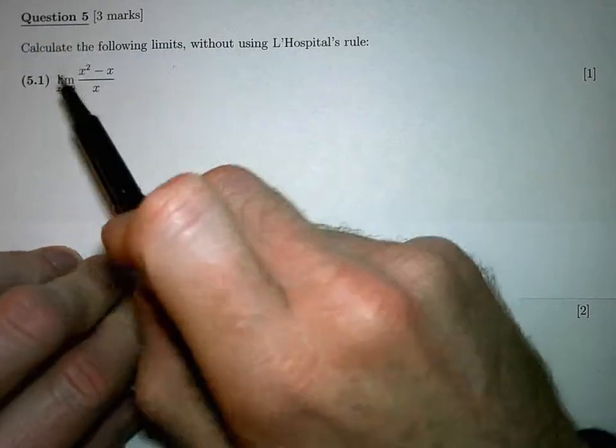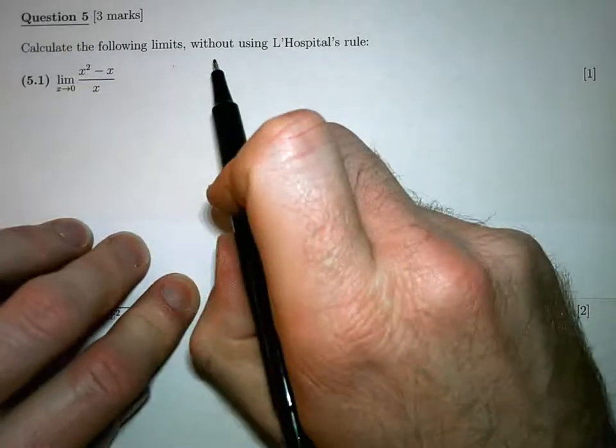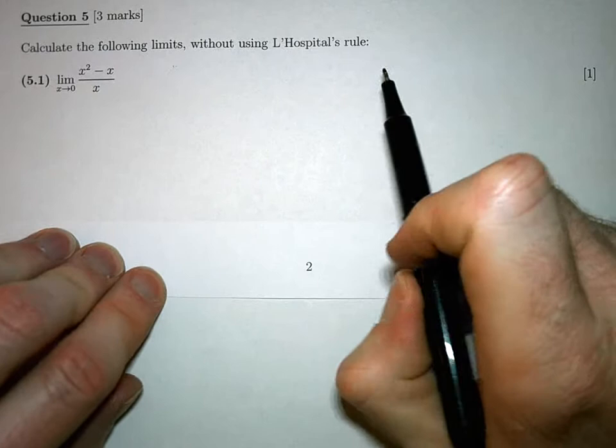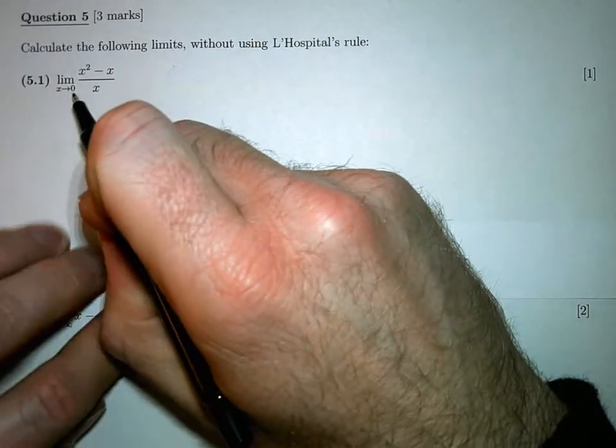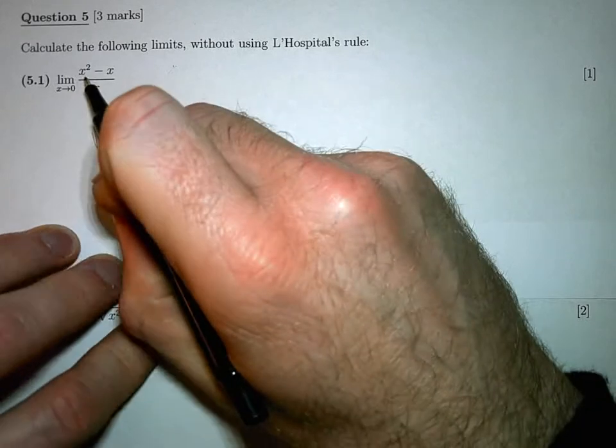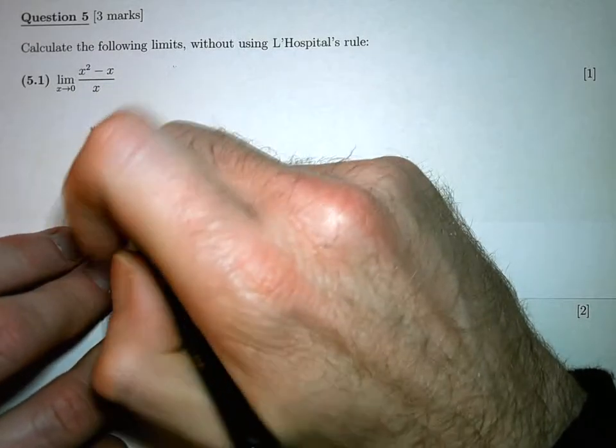We're doing question 5, where you're asked to calculate the following limits without using L'Hopital's rule. So question 5.1, you're asked to find the limit as x approaches 0 of x squared minus x all over x.